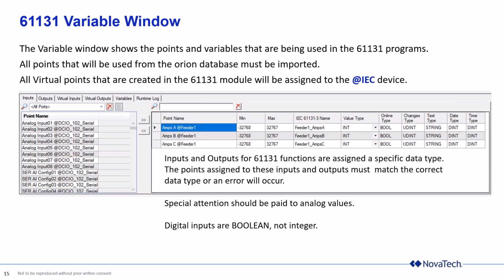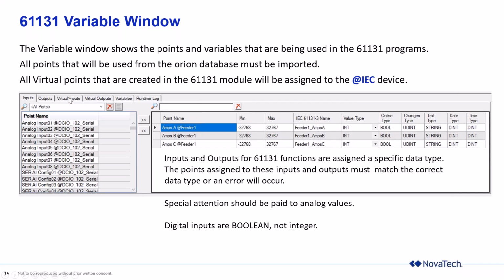And the variable window, this is where you map every point that's being used in 61131. If a point is not mapped in 61131, then you won't be able to use it in your editor or your logic. So the first two tabs are your real points, the inputs and outputs. Those are points that are coming from another logic port, or they're coming from an IED that the Orion is talking to.